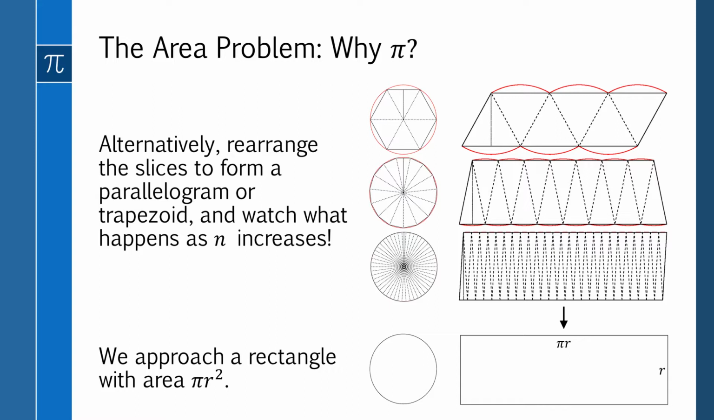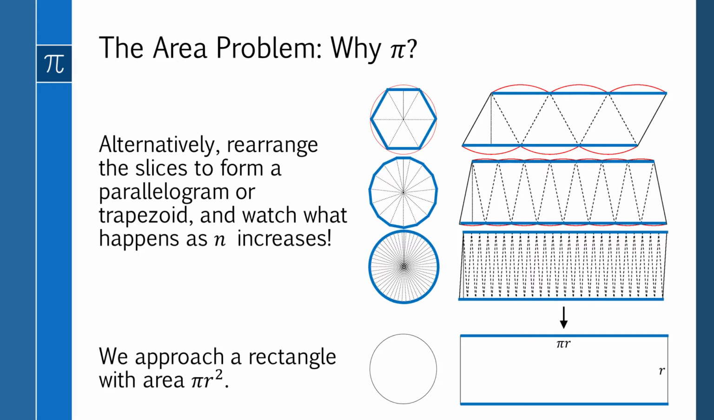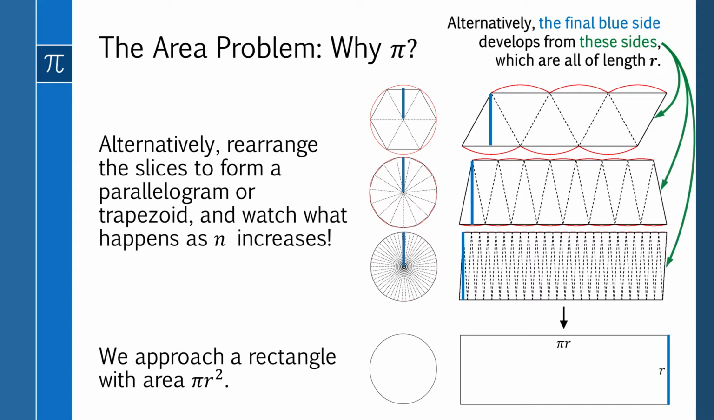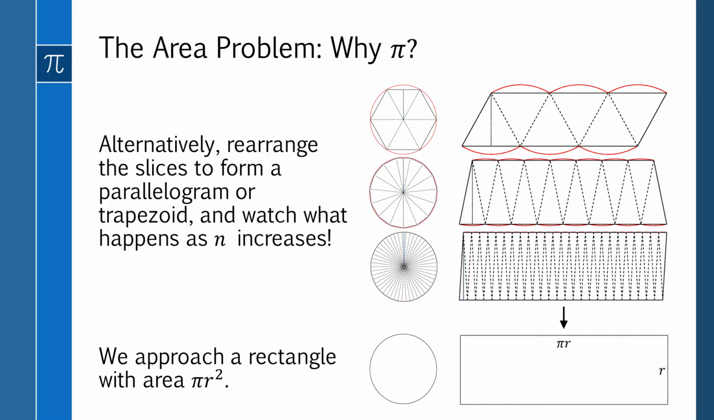And you can see where the side lengths of this rectangle come from. So these sides come from these sides. Each one is going to be 1/2 of the circumference, so each one is going to be pi r. And this side just comes from that height, and again, that's going to approach r as you increase the number of sides. So again, the area of this thing is going to approach pi r squared.